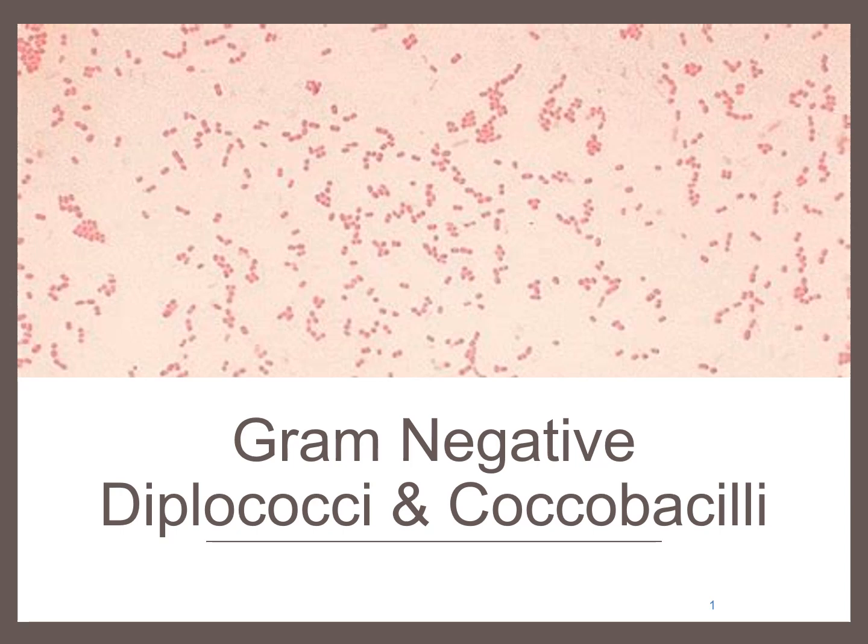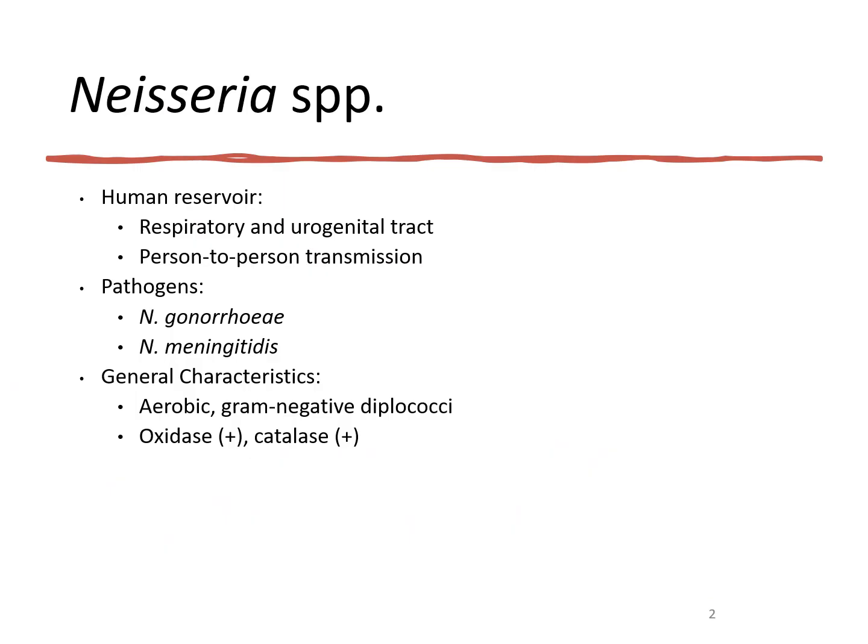This PowerPoint will cover the gram-negative Diplococci and the Coccobacilli. Neisseria species are recovered from the human respiratory and urogenital tract, and these organisms are transmitted from person-to-person contact. The most predominant pathogens that are found are Neisseria gonorrhoeae and Neisseria meningitidis. These organisms are all aerobic. They are gram-negative Diplococci, and they all are oxidase positive and catalase positive.